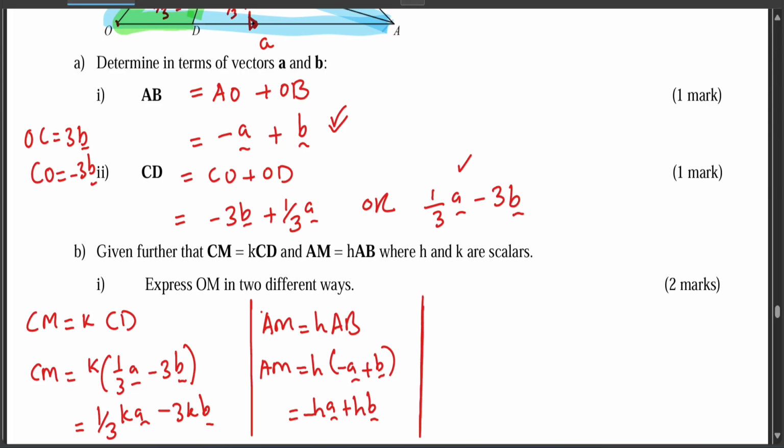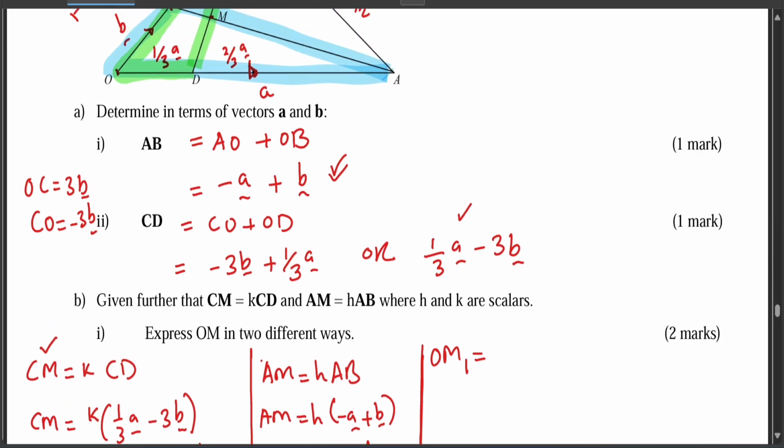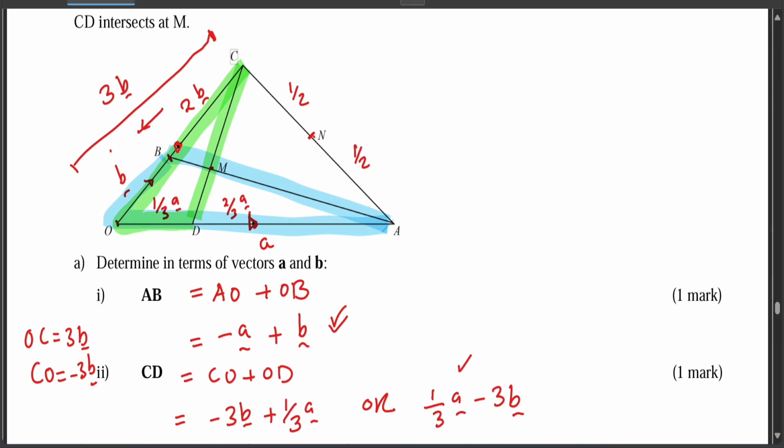We are still going in. You have been asked to express OM, not CM or AM. Express OM. So for your first OM, when expressing, make sure you pass through CM as one of your routes. So, let's go to the diagram. Where is OM? Our OM is somewhere here.